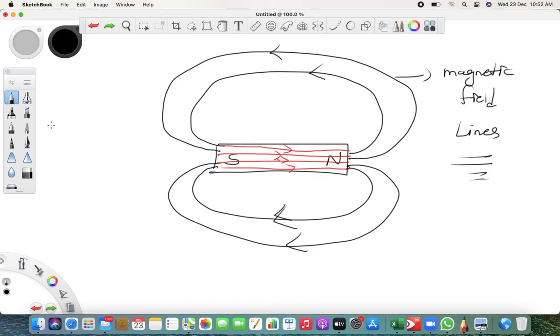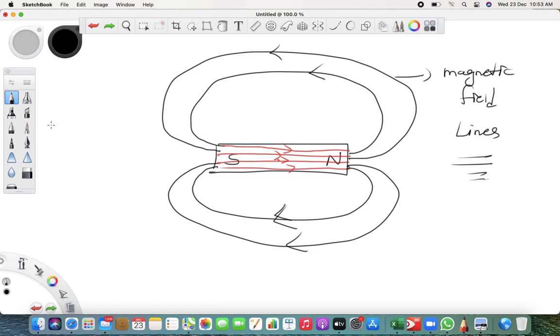Third thing, it is a vector quantity. Now, you know what a vector quantity is. It requires both magnitude as well as direction. Okay, it is a vector quantity.